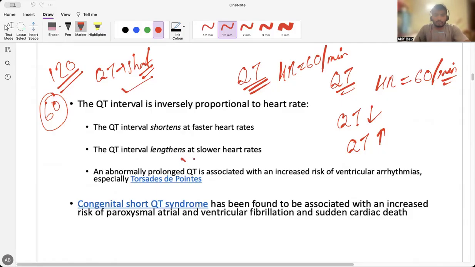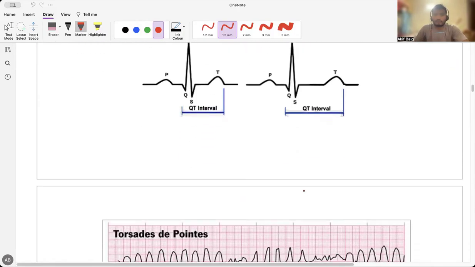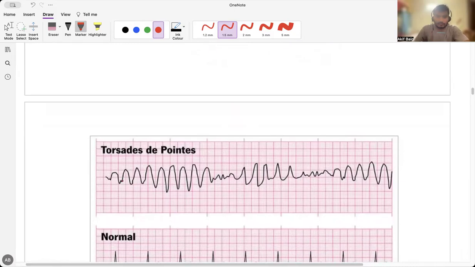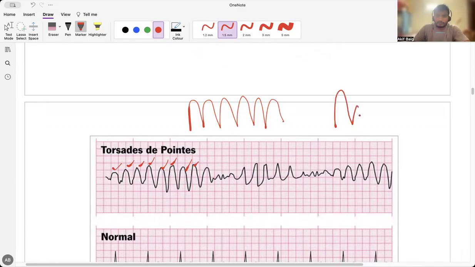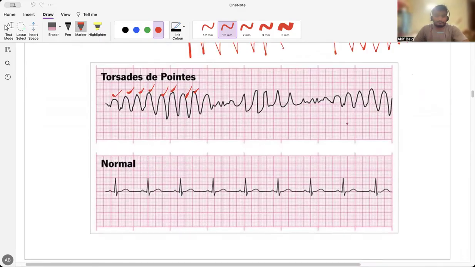An abnormally prolonged QT interval is associated with arrhythmias called torsades de pointes, also called polymorphic VT. When there is a different form of VT, it is called polymorphic VT. As you can see here, the morphology of each wave is different. Normally the VT will be monomorphic, whereas in polymorphic, the morphology keeps changing. One is long, one is small, and there are variable sizes.